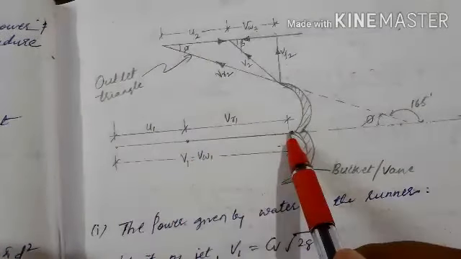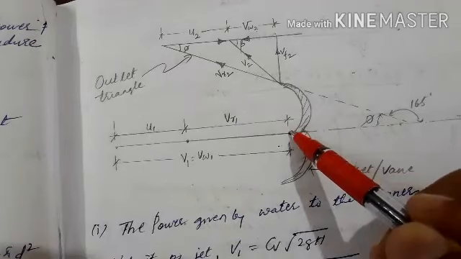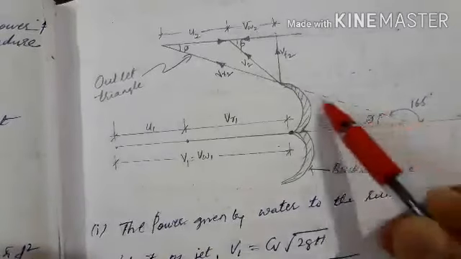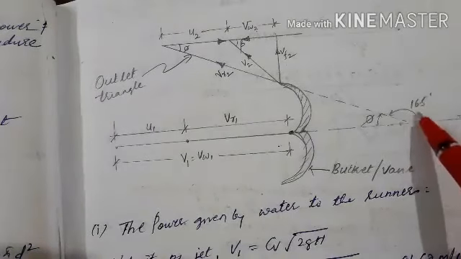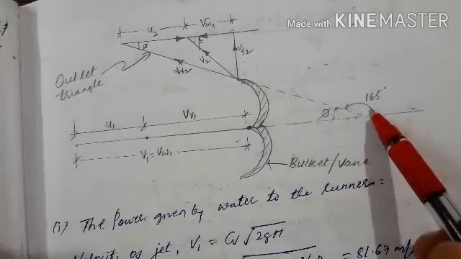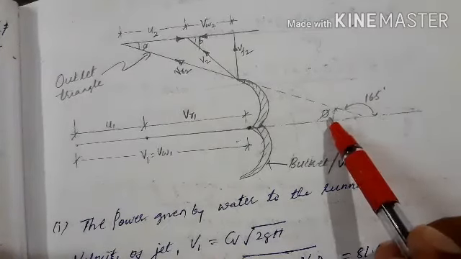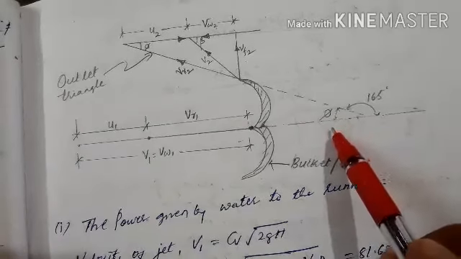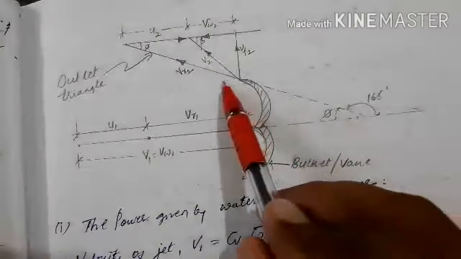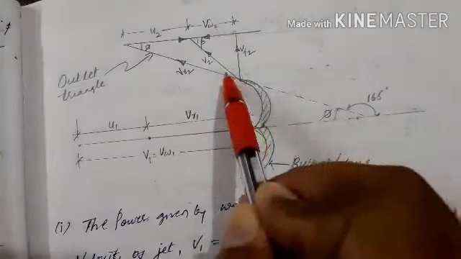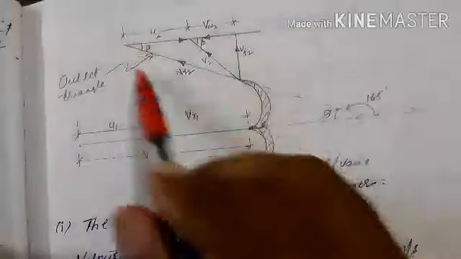Once the jet strikes, the water will glide over the surface of the bucket like this, then it exits. The angle of deflection is 165 degree, as given. So the total angle is 180, and 180 minus 165 gives you phi, that is the angle at outlet of the vane. The vane angle at outlet will be phi, that is 15 degree. Then you have to draw the outlet velocity triangle.